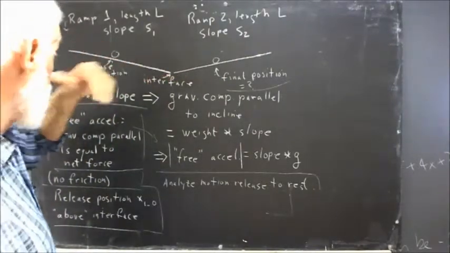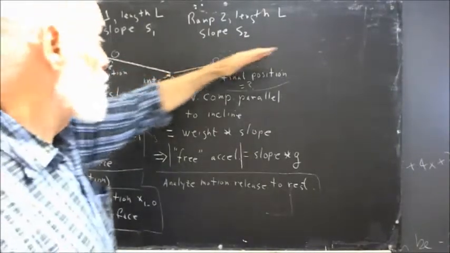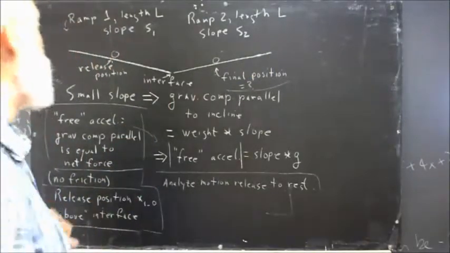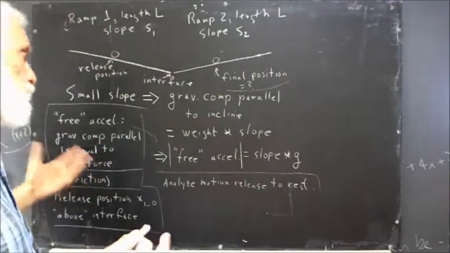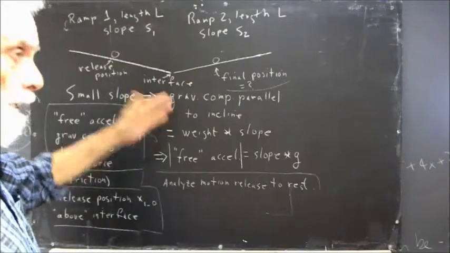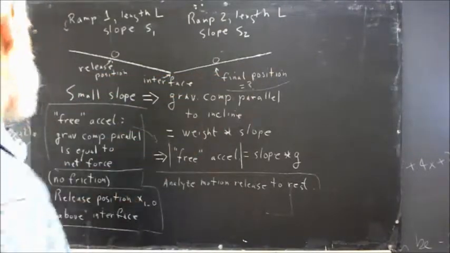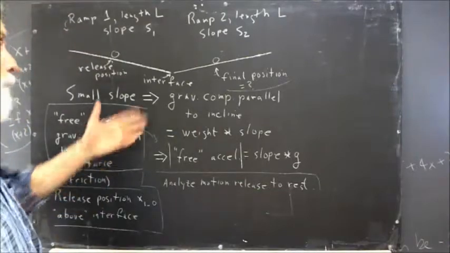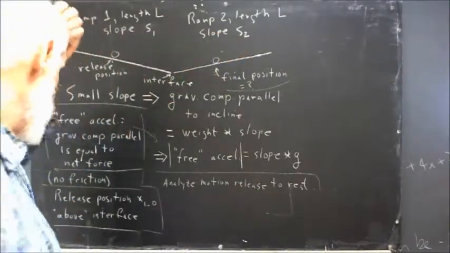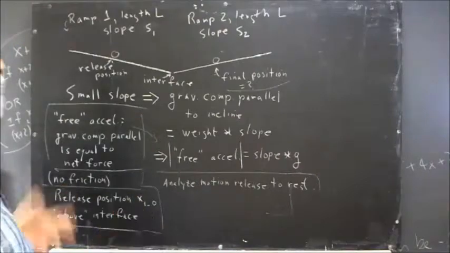Slope of the first ramp is going to be S1. Slope of the second ramp is going to be S2. Now, when we say the slope, we're not doing this relative to a coordinate system. We're just doing it relative to the horizontal direction. So the slope is just the magnitude of the slope you would get on a coordinate system.